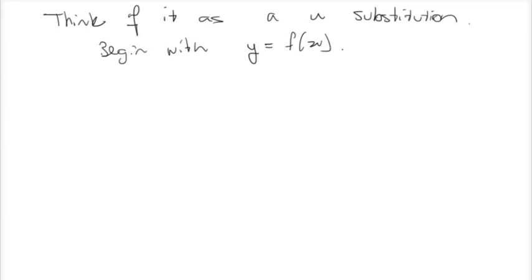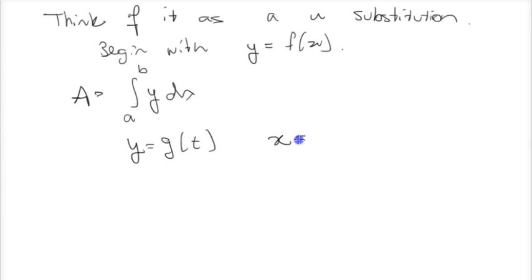So we're going to start off with the function y equals f of x, and we want to find the area under it, and of course that's in Cartesian form. So the area is going to be the integral between a and b of y dx, so f of x dx, right? We know that one. But let's say we parametrize this, and we get y is equal to some g of t, and x is equal to some h of t, such that that's the parameterization of y equals f of x.